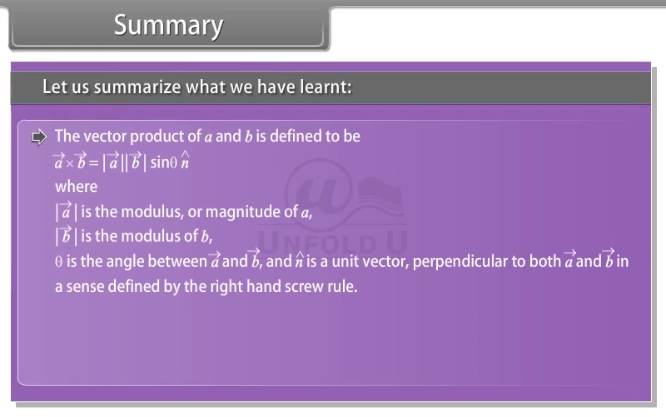magnitude of vector A is the modulus or magnitude of A. Magnitude of vector B is the modulus of B. Theta is the angle between vector A and B, and cap n is a unit vector perpendicular to both vector A and B in a sense defined by the right-hand screw rule.